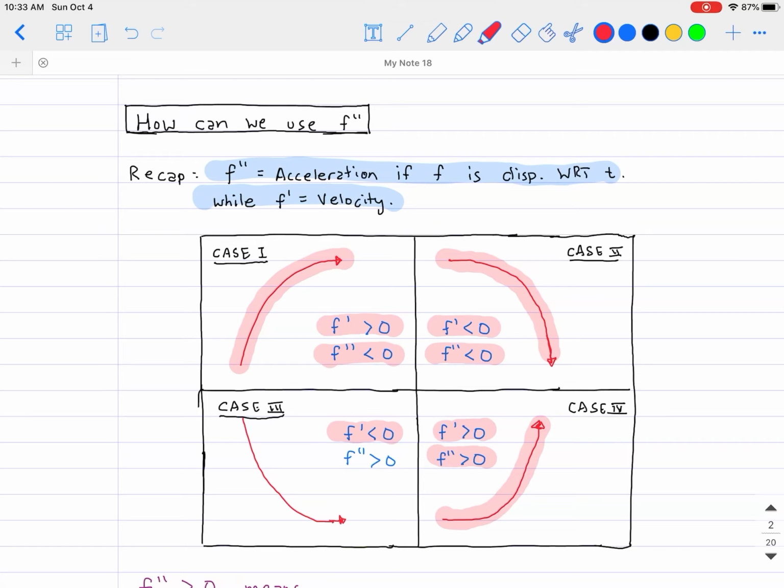And finally, f prime is going to be negative, and that means it's decreasing, but f double prime is going to be positive. So that means that you are decreasing, but you're slowing down, and that's going to be case number 3.